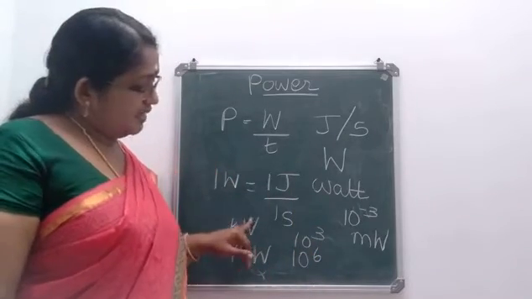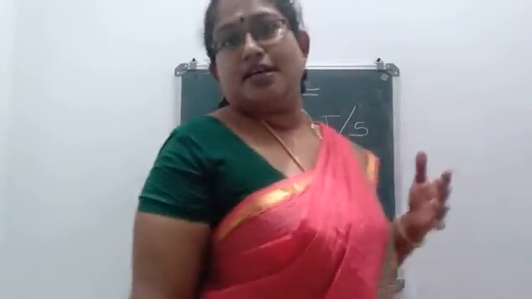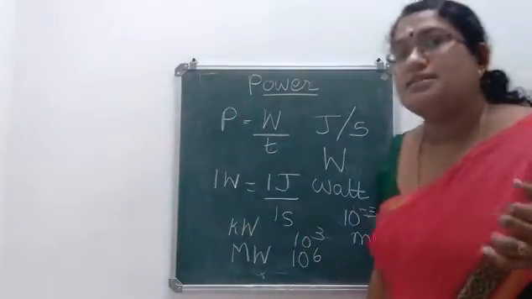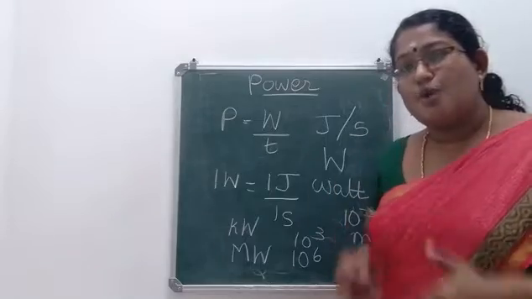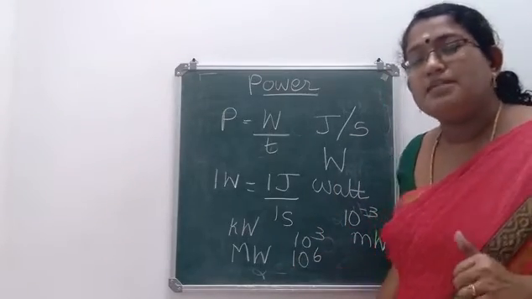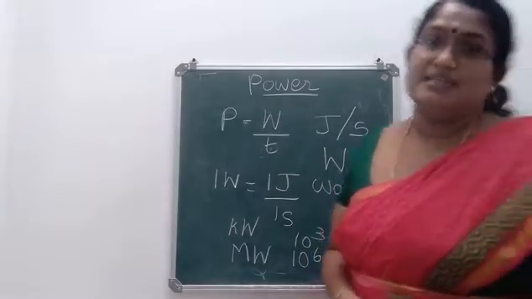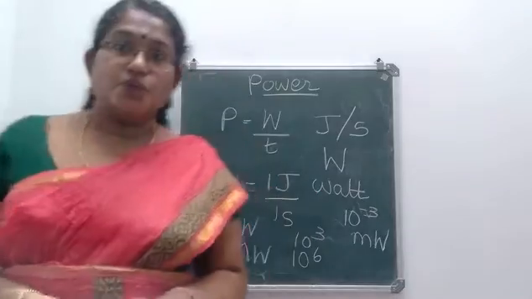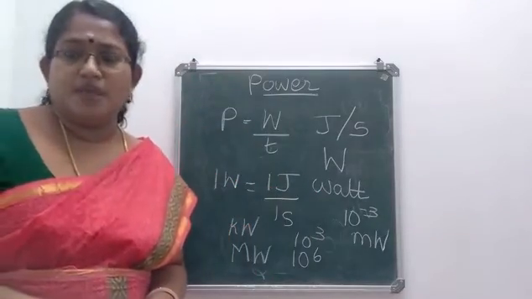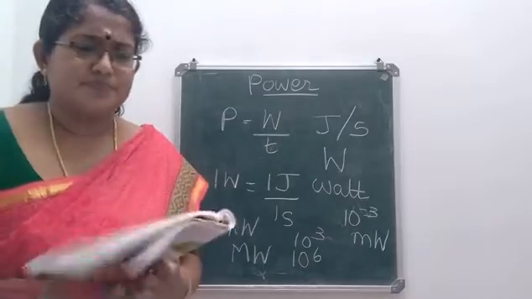Bigger means usually in physics they will give in kilo or mega. Kilo means 10 raised to 3 and mega means 10 raised to 6. Then smaller means in milli or micro. Milli means 10 raised to minus 3 and micro means 10 raised to minus 6. Those are the smaller units of power. Okay. So I hope it is clear for you about power.